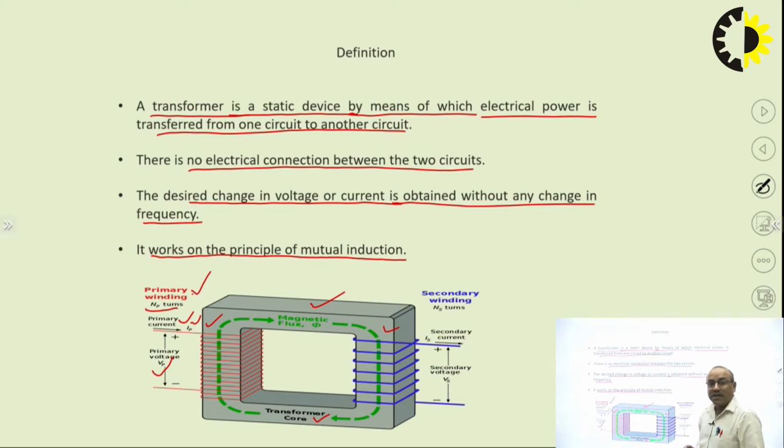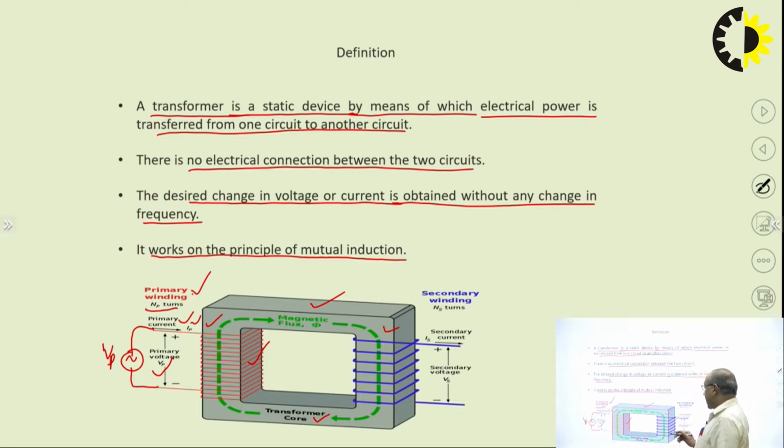Primary side means where we are connecting the AC supply to this coil, the primary coil or primary winding. So I will connect the AC supply here, and the voltage of this supply is Vp. This is the primary voltage applied to the primary side of the transformer, and this coil is known as the primary coil or primary winding, having number of turns Np.